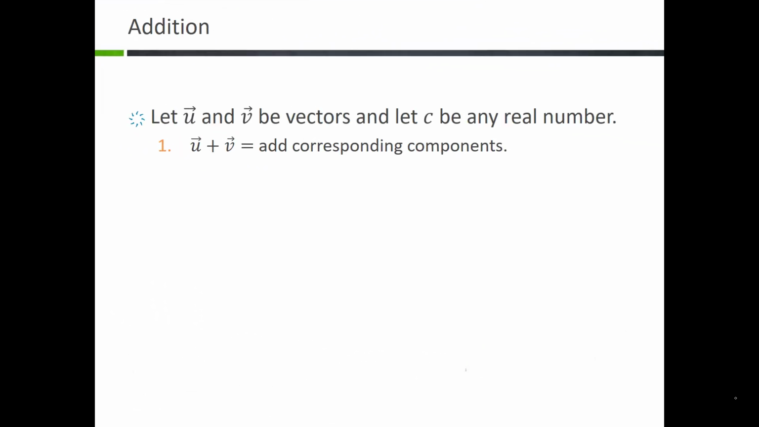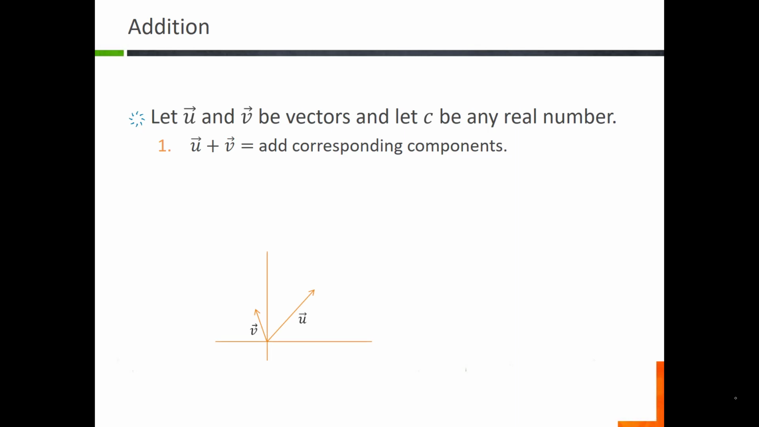All right, so how do we add two vectors? Let's say we have two vectors, u and v, and we want to add them together. To add vectors, it's really easy. We just add the corresponding components. So remember, each vector has an x and a y component. When we add two vectors, we're just going to add their x components and add their y components. And the result when we add two vectors is another vector, so we need an x and a y component.